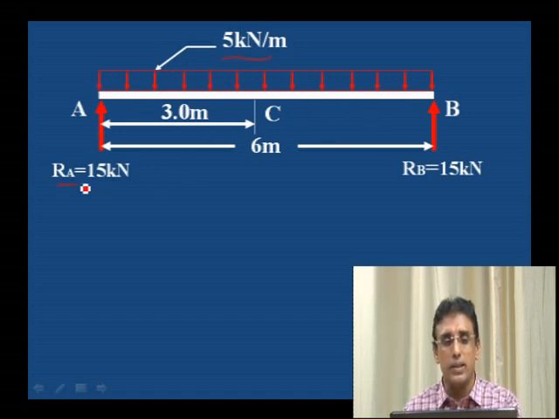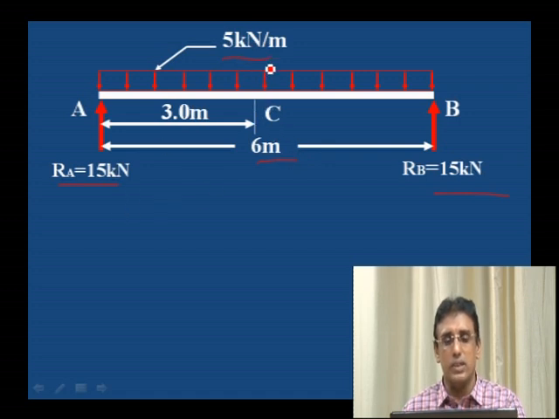To calculate the reactions RA and RB, whatever the load is, divided by 2, because the load is acting throughout its length, 5 kilonewton per meter. It is 6 meter. 5 into 6 is 30 kilonewton. Total load is 30 kilonewton. I explained in the first session and second session how to convert the uniformly distributed load into the equivalent point load. Whatever the load is, if you multiply by the distance, you will get the total load, and it acts at the center of its length.